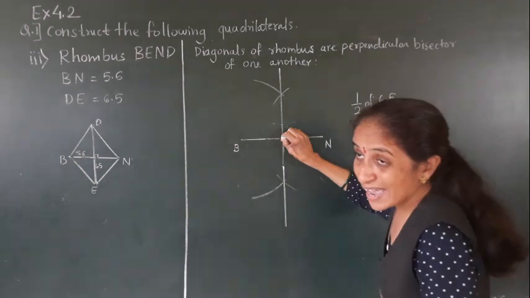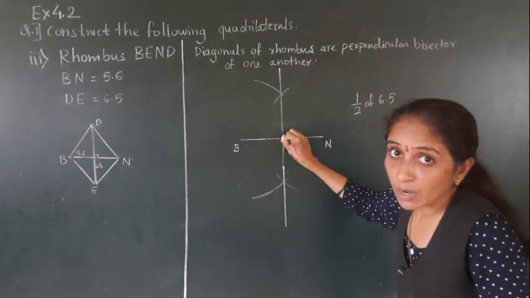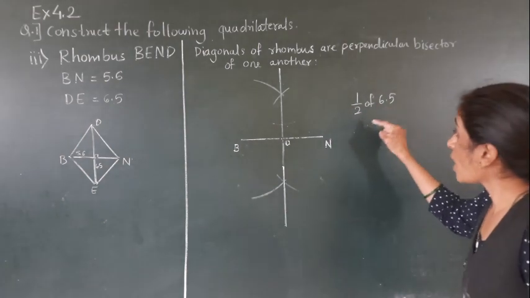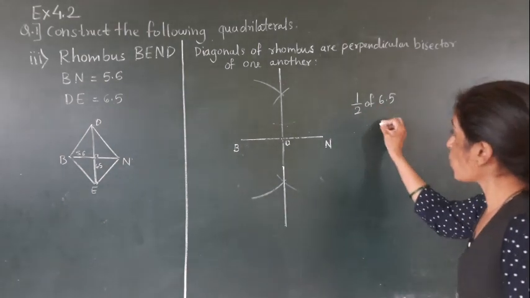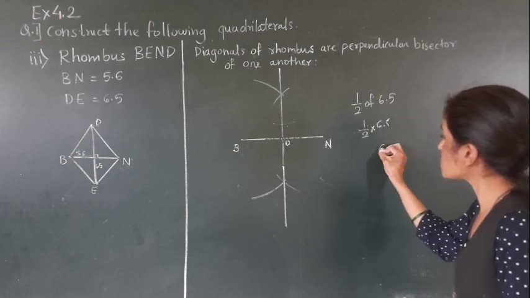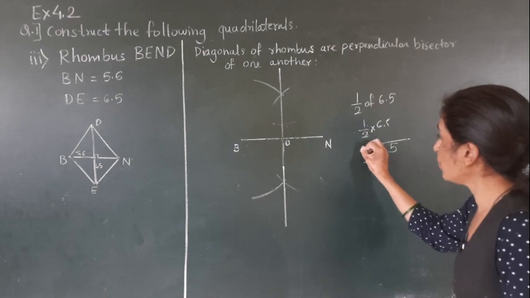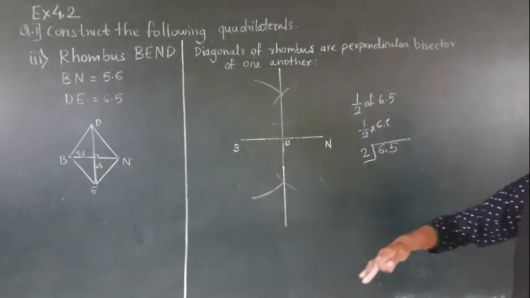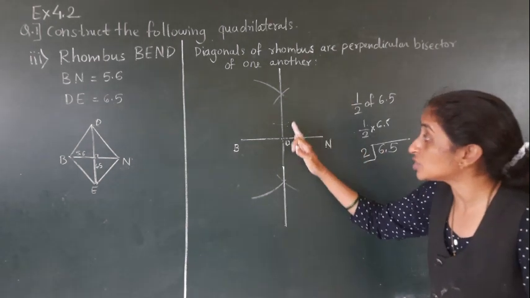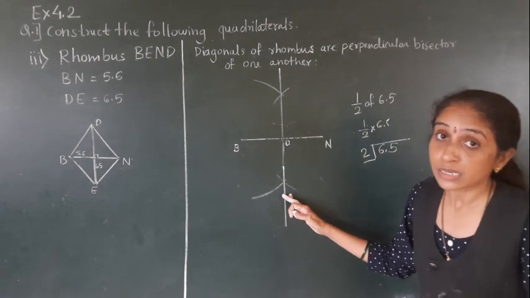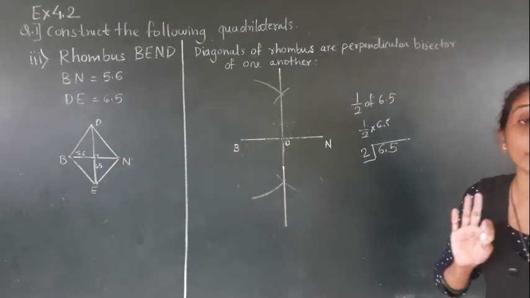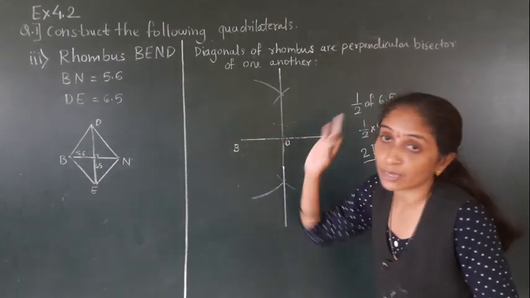This is the bisector, the middle point. It means 6.5 will be divided into two parts. So what is half of 6.5? One upon two of 6.5, which means we divide 6.5 by 2. The measurement of the other diagonal is 6.5, and diagonals bisect each other, so we should divide by 2 for this second diagonal.